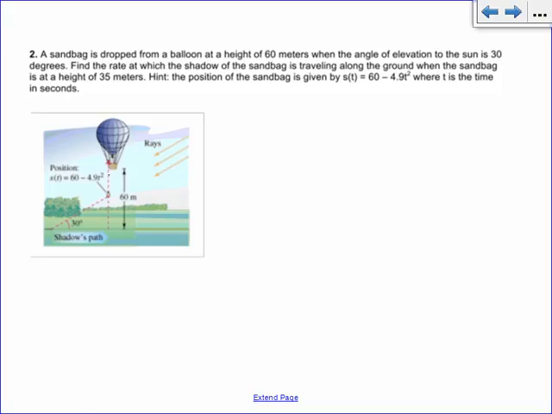Okay, the rate that the sandbag is dropping, I gave that to you. So I gave you the position. So the position of the sandbag is this. That's the original height minus gravity times t squared. Okay, so as we set this up, that's going to be its position. We'll call that y. Or I guess I called it s in the problem, so we'll call it s. All right, we have our 30 degrees. And our shadow's path is also changing. We'll call that x.